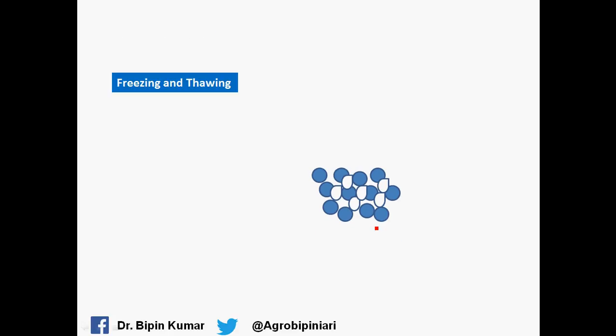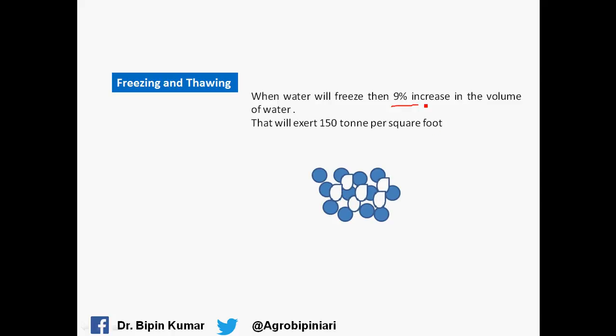And other is freezing and thawing. We know that in the rocks themselves water molecules are available, and when freezing happens, when temperature goes down, the volume of water increases. This increment will be 9% in volume, and this will exert 150 tons per square feet of pressure. So this pressure will lead to disintegration and breaking of the rocks. In this way the weathering process will occur.